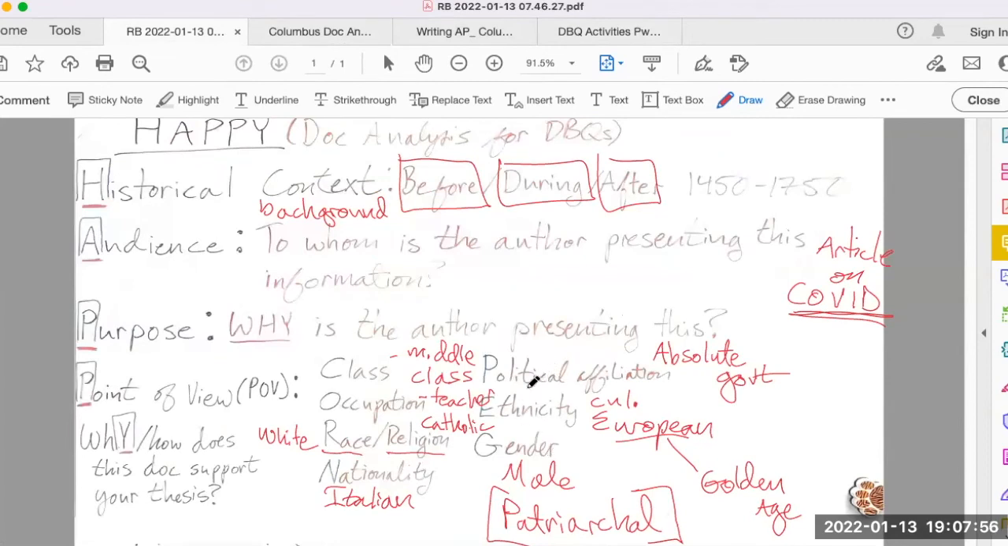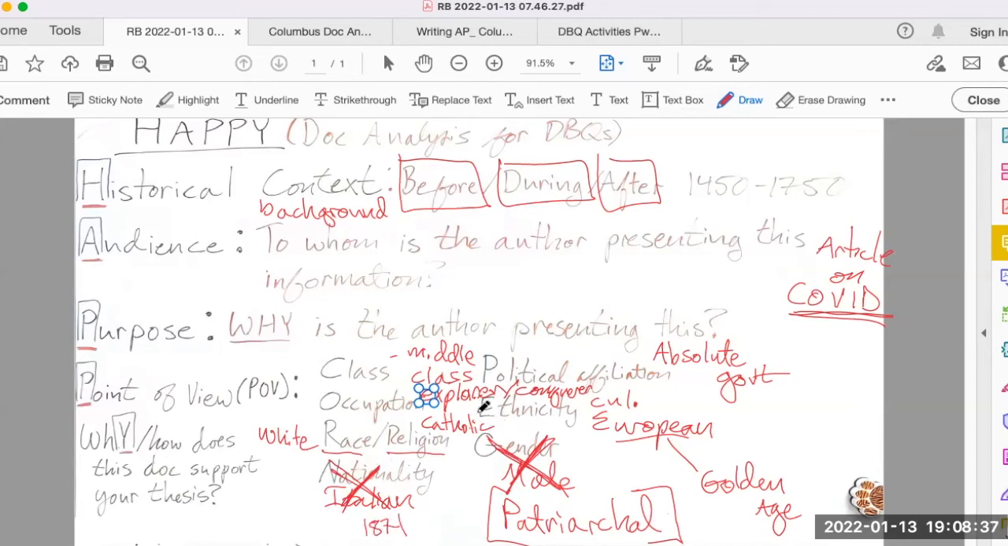So if we're going to look at all of these different things that we have written down, he is middle class, he is an explorer / conqueror, he is white and Catholic and Italian, he follows an absolute monarchy, he is European, he is male. Which of these might be our strongest arguments? Well, we could probably cross out gender as a strong argument. We could probably cross out Italian, because Italy didn't exist as its own country until 1871.